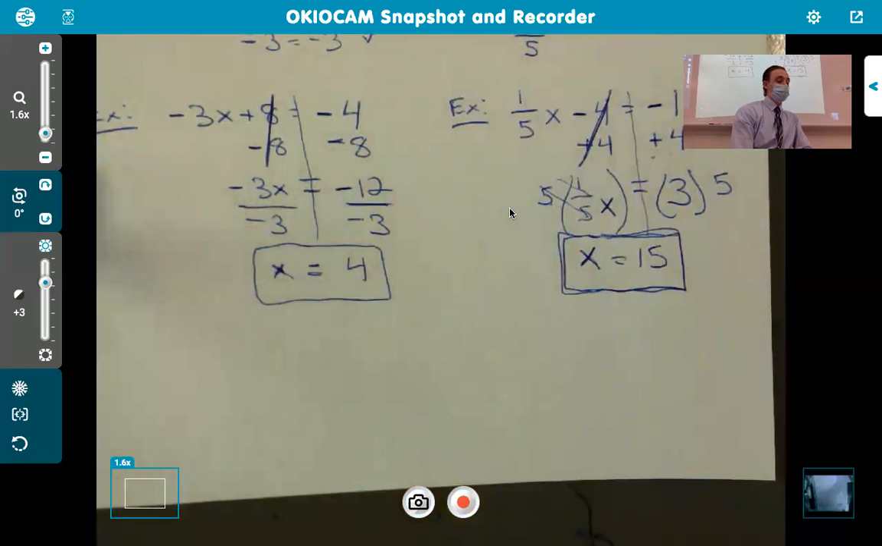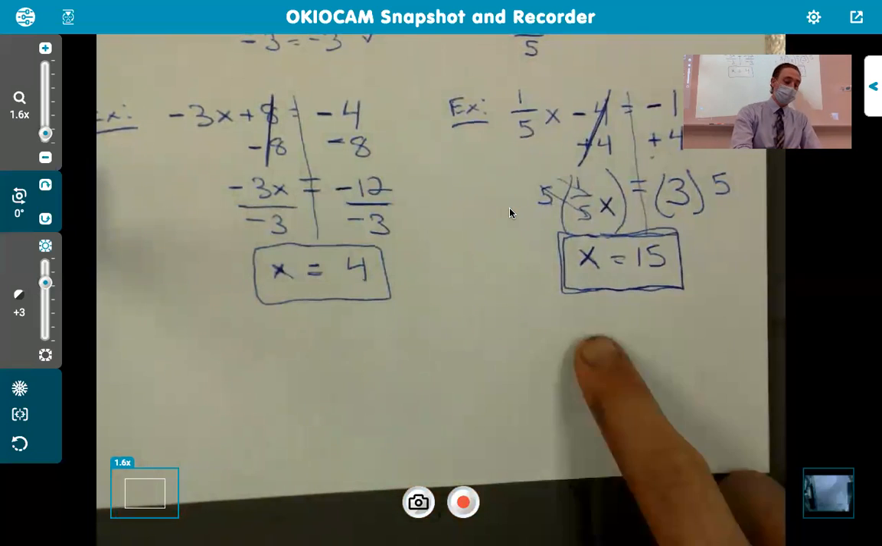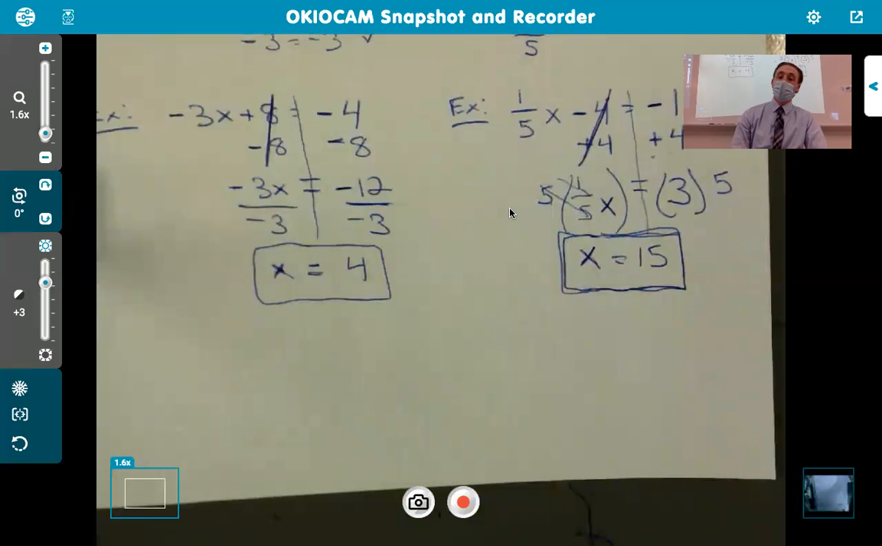Okay. So the only difference there, if you have a fraction, multiply by its reciprocal, and that will cancel out the x, leave it by itself, and you're just multiplying 2 numbers together on the other side. Okay. Any questions about that example? Anything that we covered today? Everybody good? Okay.